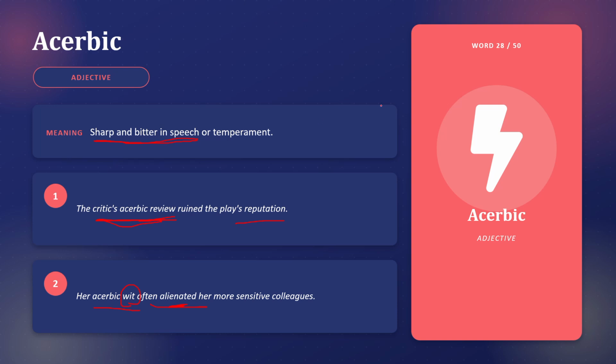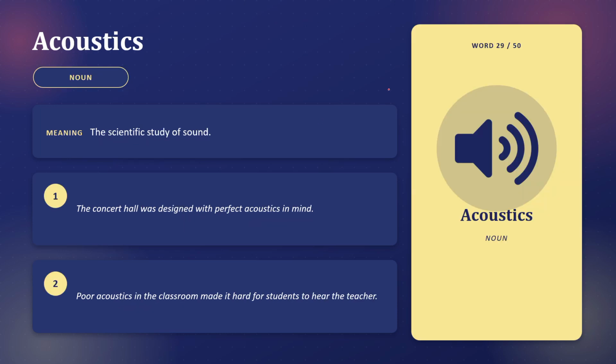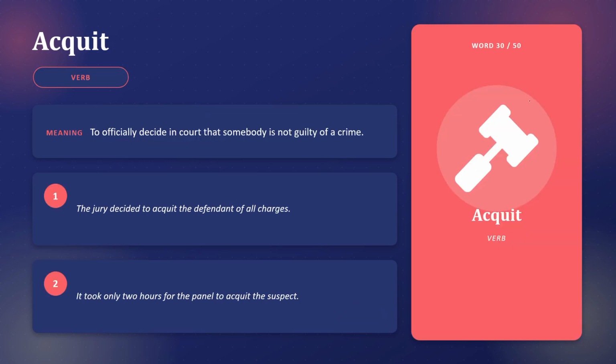Okay. Next, acoustics. It is a noun. The scientific study of sound is called acoustics. The concert hall was designed with perfect acoustics in mind. First example. Second, poor acoustics in the classroom made it hard for a student to hear the teacher. Clear?